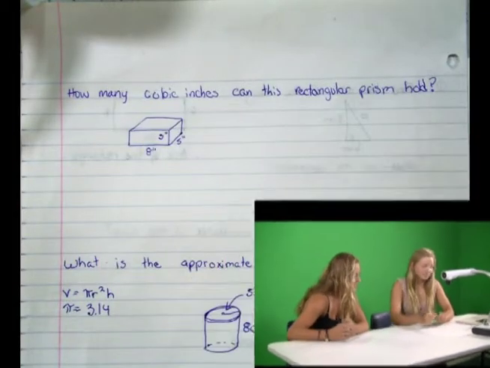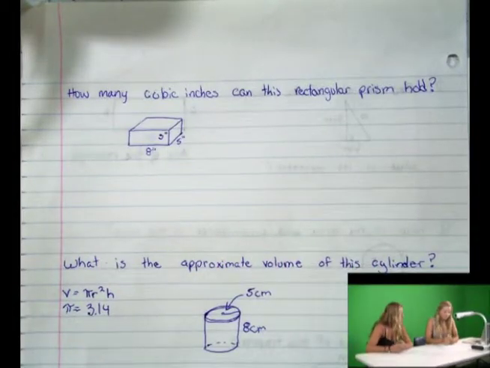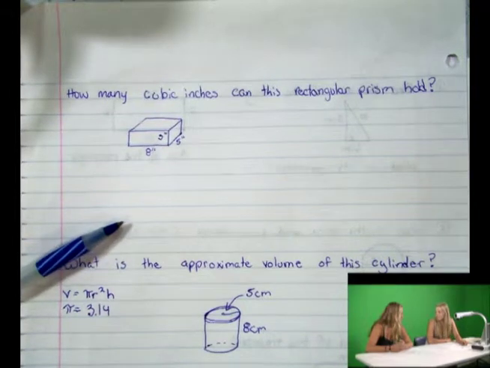We're doing volume. So what does this problem say? It says, how many cubic inches can this rectangular prism hold? Okay, so what are they asking for? The volume. Okay, so how are we going to find that volume? You multiply the length of the sides, right? Length times width times height. Right. Good. So, do you want to do it?